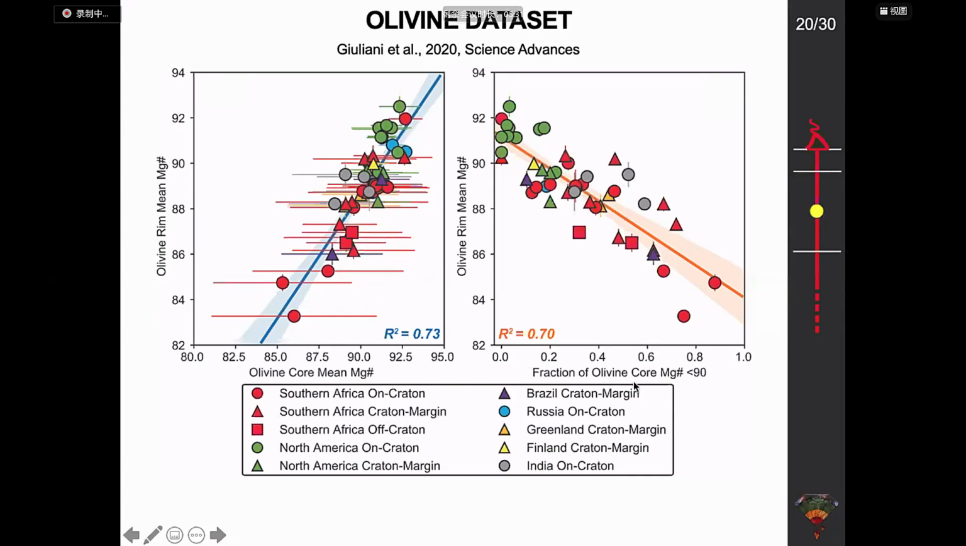On the right-hand side, the y-axis is the same, so the average magnesium number of the olivine rims, whereas the x-axis is the fraction of olivine cores that have a magnesium number lower than 90. There is a fraction of olivine cores that have an anomalous composition for the lithospheric mantle. And again, there is a quite nice correlation between these two parameters, which we also double-tested with the Student's t-test and so on.